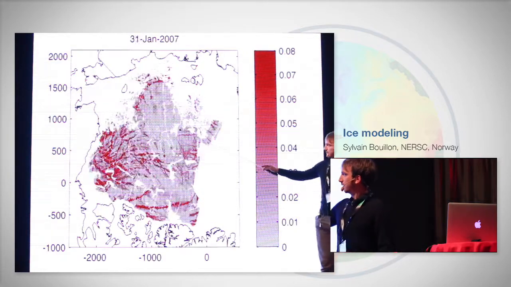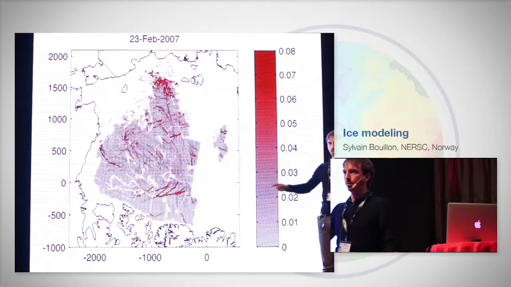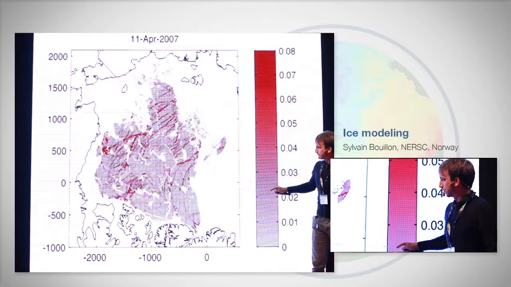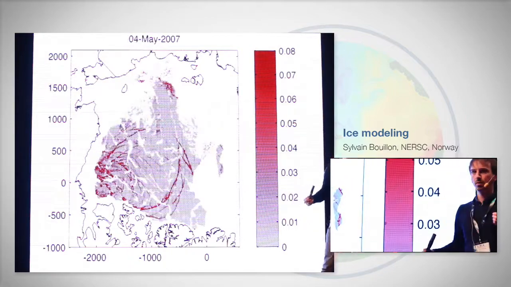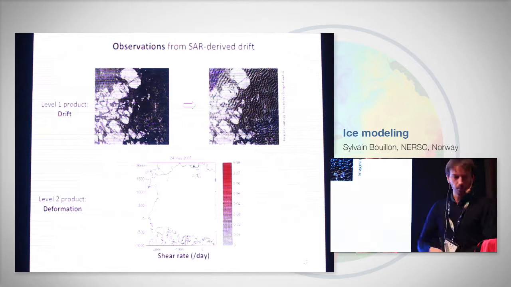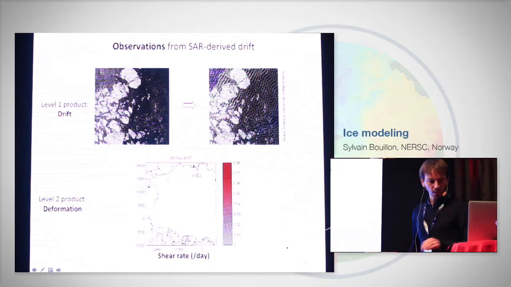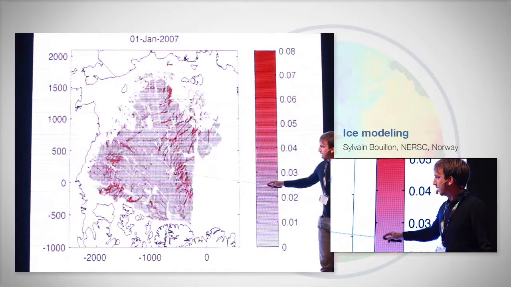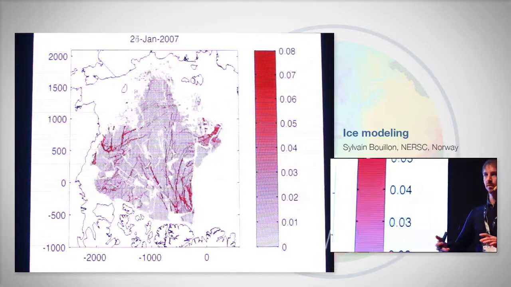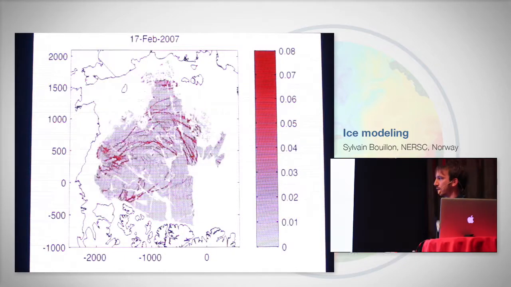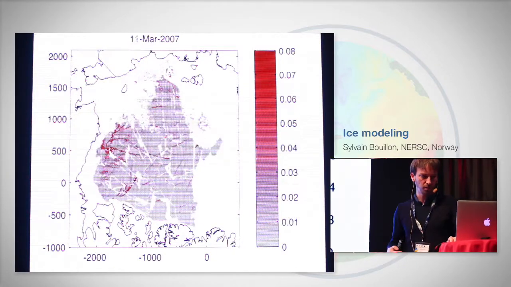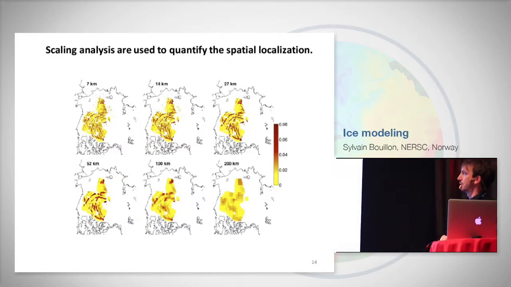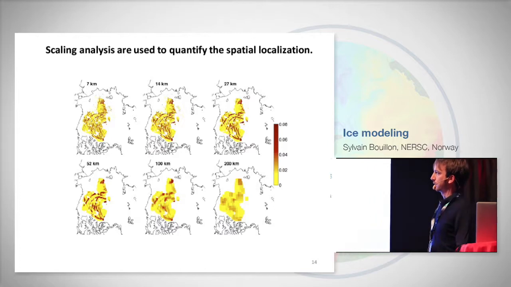So what you see is that it's strongly localized in space. We have these linear features, but the way they evolve also shows a strong localization in time. So you have linear features that are active for a few days and then they are not active anymore. So it's also very localized in time. And this is quite unique in geophysics, at least compared to the ocean and the atmosphere.